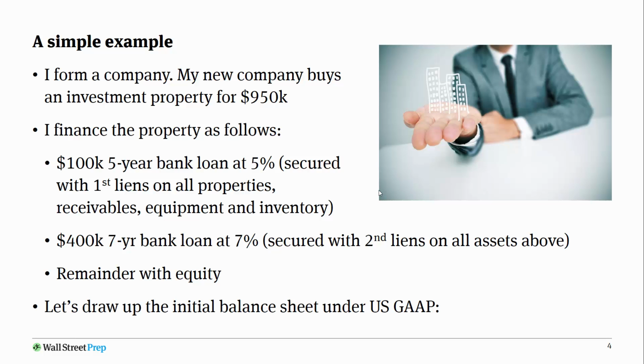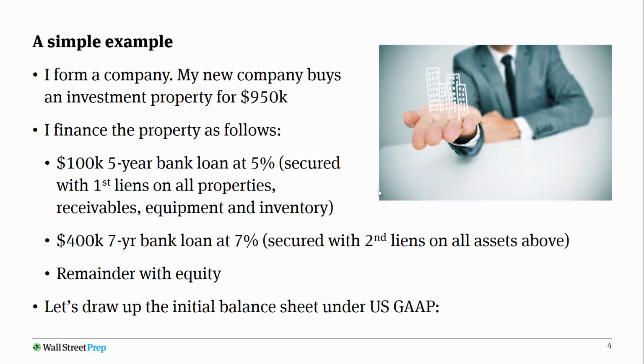It's secured with first liens on all the property, receivables, equipment, and inventory that the company might have. At this point, it's only just that one property. But the notion here is when you borrow money from a bank, you can get secured lower interest rates as opposed to issuing a bond, primarily because bank debt is often secured by collateral. And in this case, I've been able to secure $100,000 with a general lien on all the assets of the company. So this is a typical kind of collateral that you would see when borrowing money.